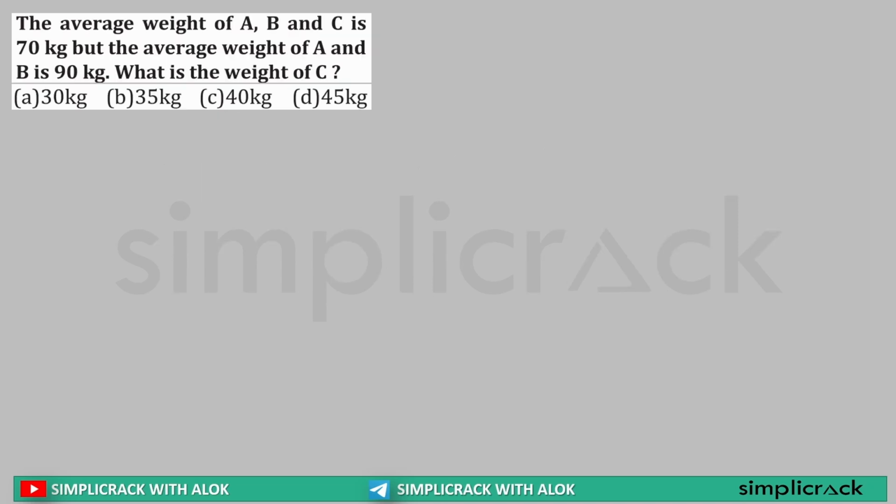Clear? Now, the average weight of A, B, C is 70 kg. The average weight of A and B is 90 kg. What is the weight of C? Sir, A, B, C. Average weight means weight of A plus weight of B plus weight of C divided by 3 is equal to what, sir? 70 kg. Yes or no? Sir, if I have to find out the total weight of A plus B plus C, what will I do? So I will simply multiply 70 kg into 3.